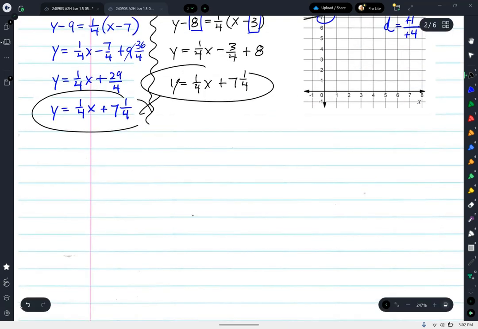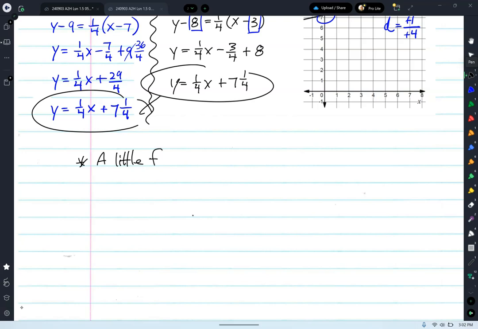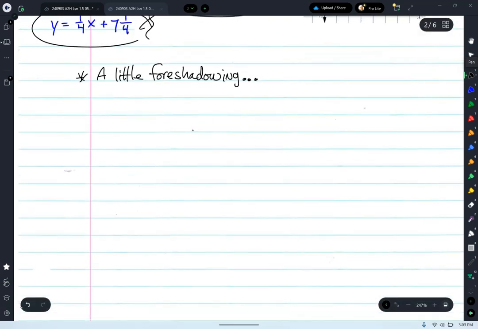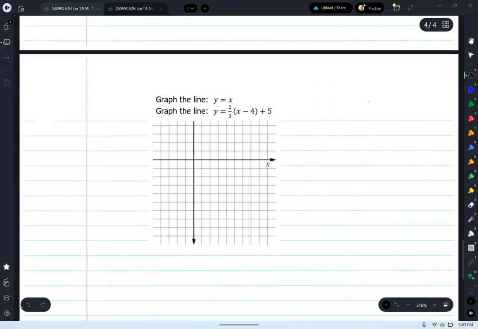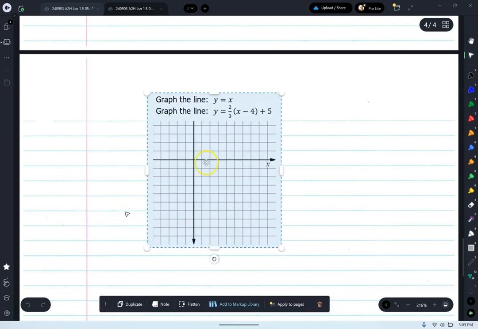Last thing we're going to talk about for today. I want to take a minute and do a little foreshadowing. Before we do our foreshadowing, let's go get our last little paste up that we made for the day, which is this graph right here. Let's grab that.